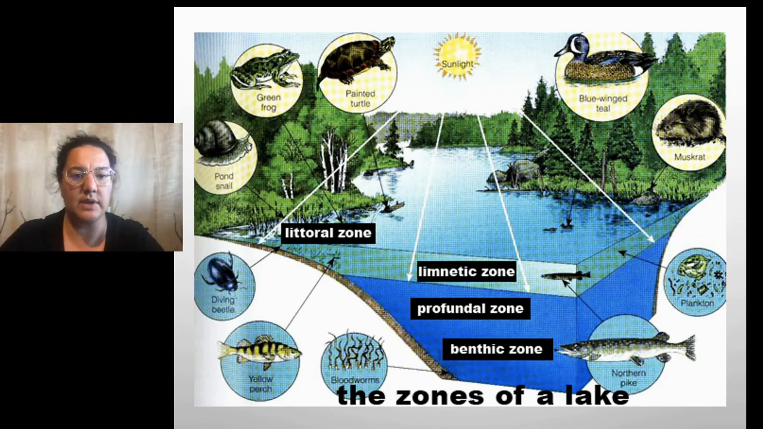The limnetic zone here is open water, where there's still lots of light. We'll have floating plants, and this is often where larger fish will live because it's deeper, there's more room for them. The profundal zone is dark, cold water where there's mainly decomposers. So not a lot of light reaches here, which means there won't be a lot of fish as well.